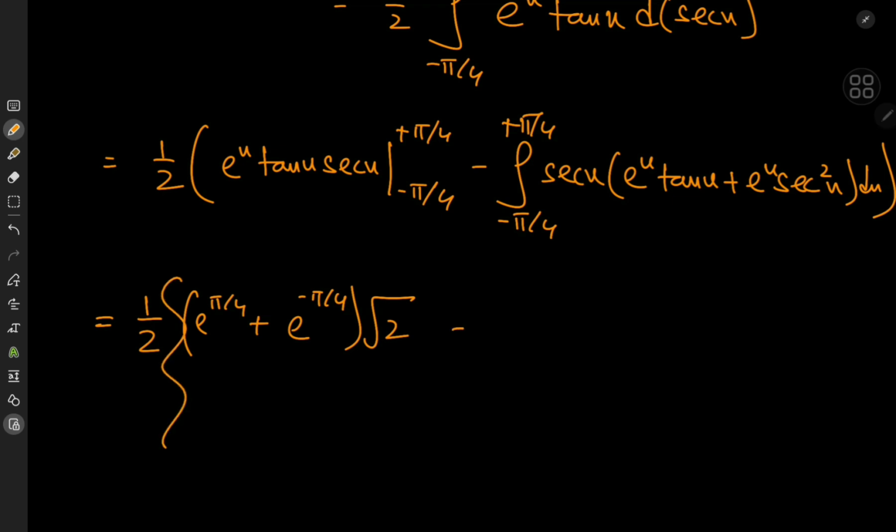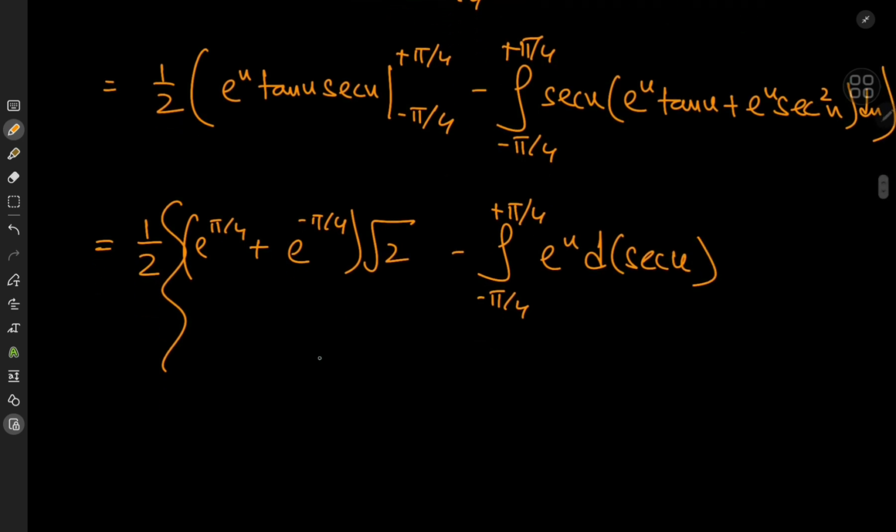And we also have the integral from negative pi by 4 to positive pi by 4. I'm going to expand this thing now. So I have e to the u times secant u times tangent u du, which I can write as e to the u differential secant u. And finally, we have a negative sign, the integral from negative pi by 4 to positive pi by 4 of e to the u times secant cube u du.